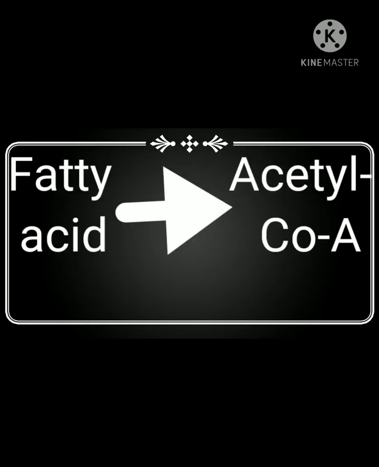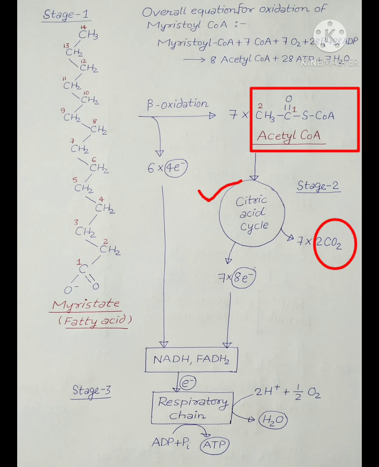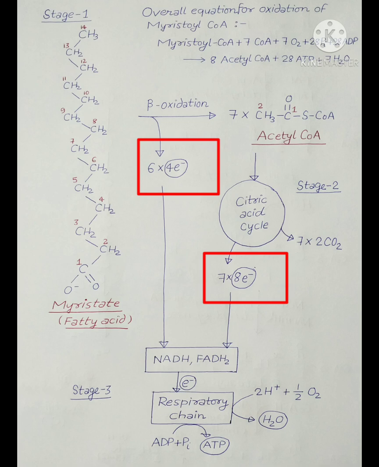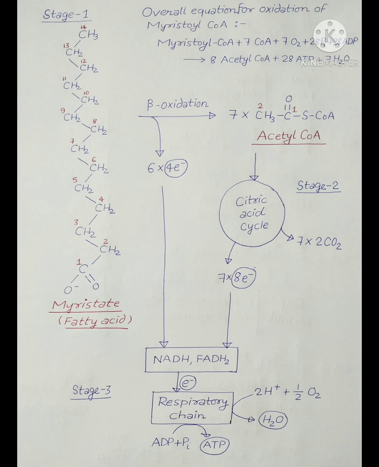In beta oxidation, fatty acids are broken down into acetyl coenzyme A. Acetyl coenzyme A will enter the citric acid cycle and form carbon dioxide. The electrons released from the oxidation will be accepted or carried by NAD plus or FAD, and will enter the respiratory chain. Ultimately ATP will be formed, energy will be formed.